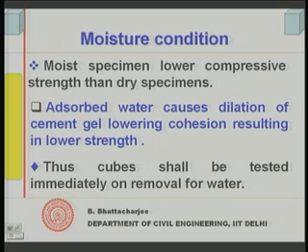We will explain the reason, but before that one must understand why the code specifies the moisture condition, that you must take the specimen out not too much earlier before testing. There is a time specified, and preferably it should be tested immediately on removal from water. You can make it surface dry. ASTM actually specifies this. Now, why is it so?